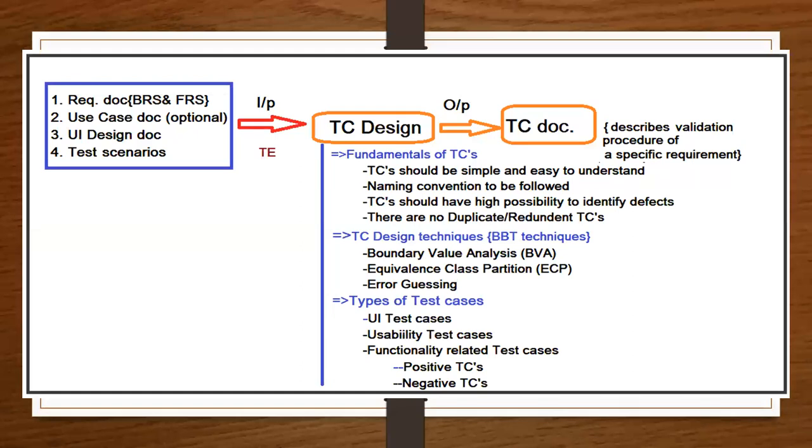test case design. So what are the inputs? Just now we said requirement documents, use case document, user interface design document, and test scenarios. The output is the test case document, and the responsible person is the test engineer. While writing the test cases, there are some fundamentals we should follow. What are the fundamentals of test cases?